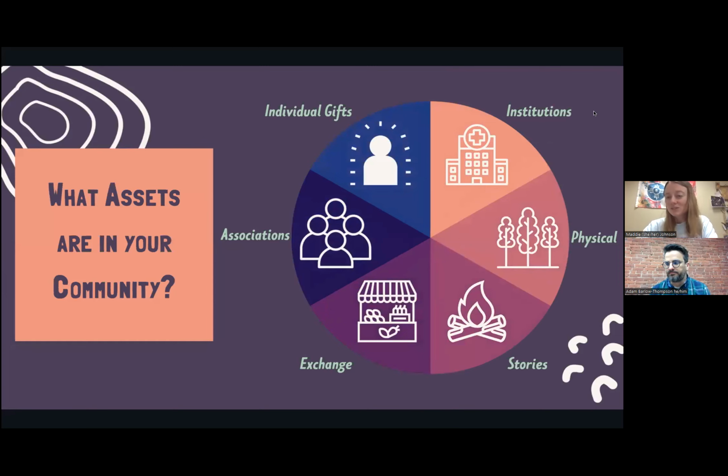So now we get into what are the assets in your community. And when it comes to ABCD, there are typically 6 categories that we can focus on that really help identify what those gifts are.